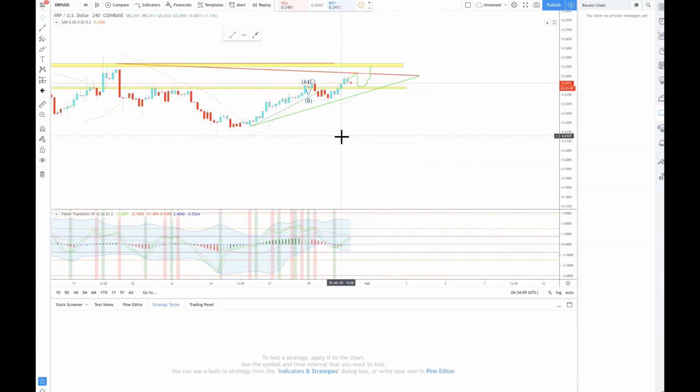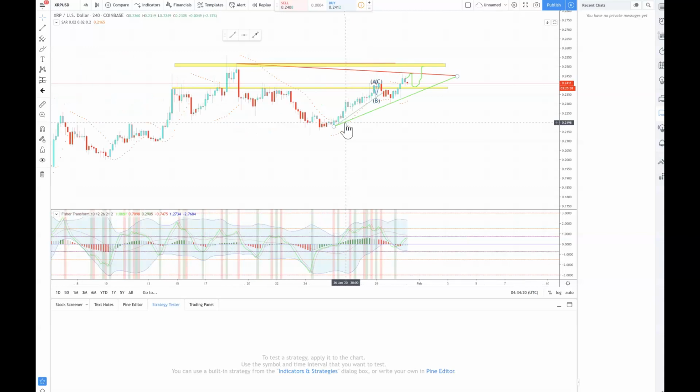I don't want to say guarantee. There's no guarantee, because you don't know what the market's going to turn out to be. You don't know if a whale is going to come in and sell all their shares. You don't know. So there's no guarantee. But look at what I'm about to show you.